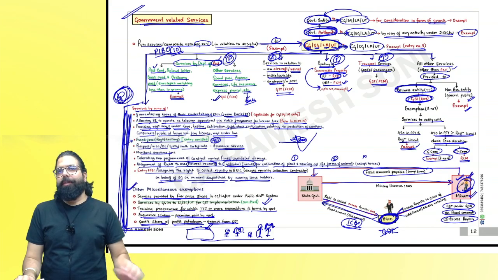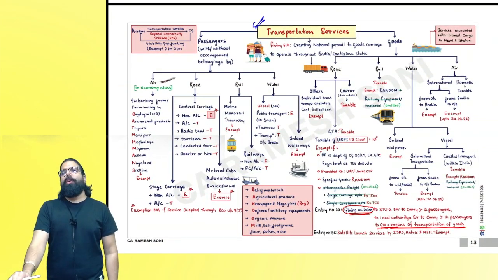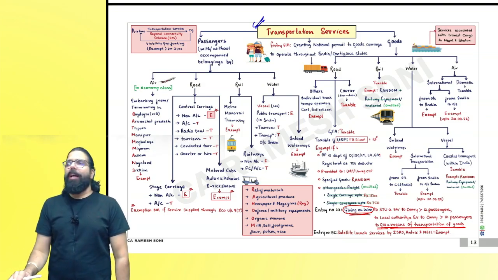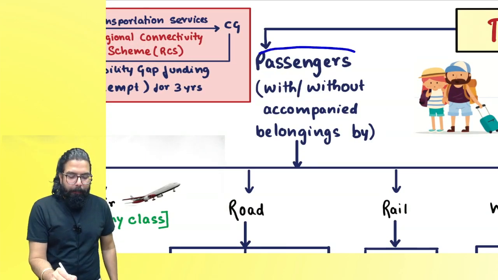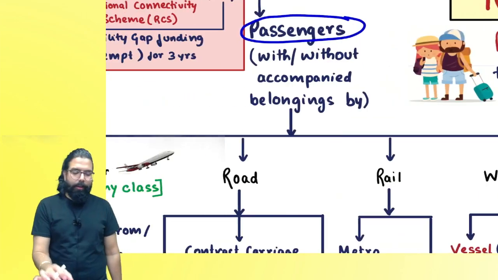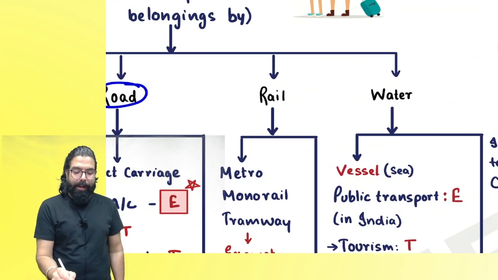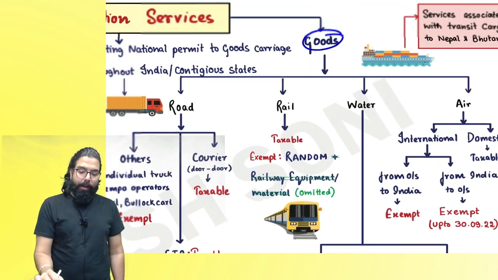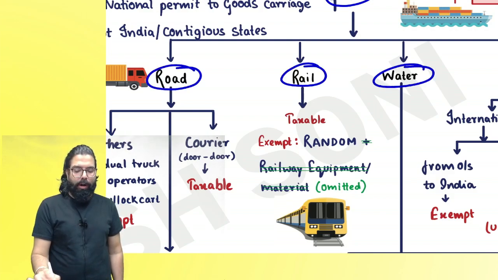Now, everyone over here, let's move to the next chart. The next chart is relating to transportation services. Everyone, listen to me very carefully. Transportation can be of passengers, transportation can be of goods. Transportation of passengers can be by air, road, rail or water. Goods transportation can be by road, rail, water or air.